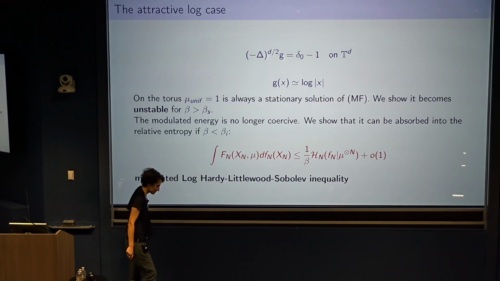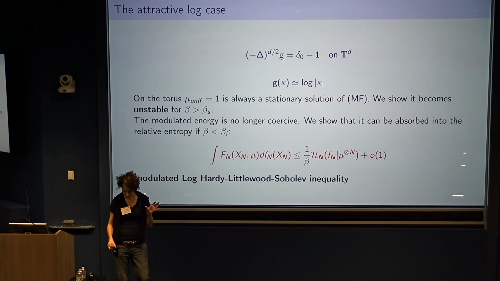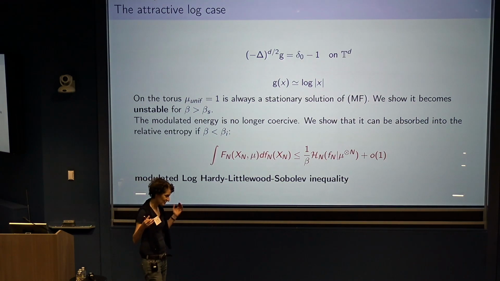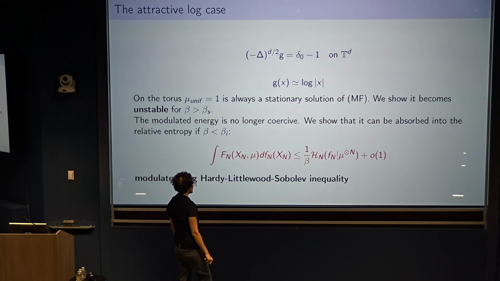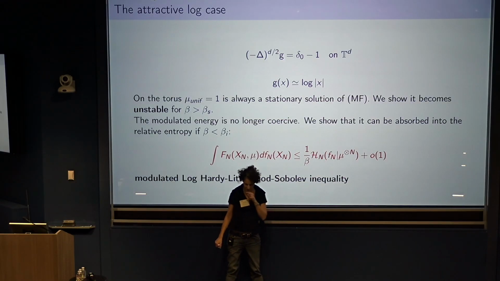When you run the modulated free energy method, you find yourself with two terms, the relative entropy and the modulated energy, but now it comes with the opposite sign because the interaction is attractive. So what you need to do is show that this attractive part here, you can actually control it by the relative entropy.